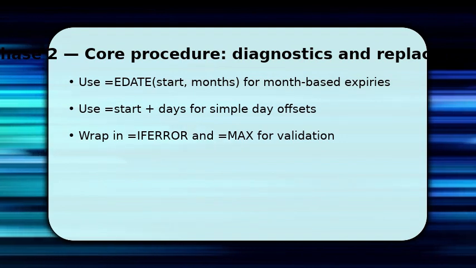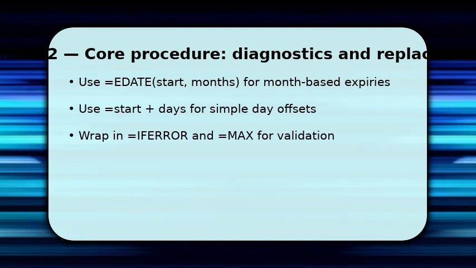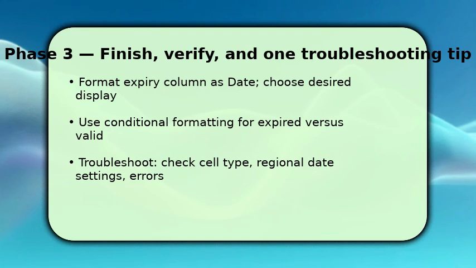This ensures consistent behavior across leap years and month-length variations. Finish by formatting the expiry column as a date and applying conditional formatting to highlight expired items. Use rules like expiry less than or equal to TODAY for red flags.